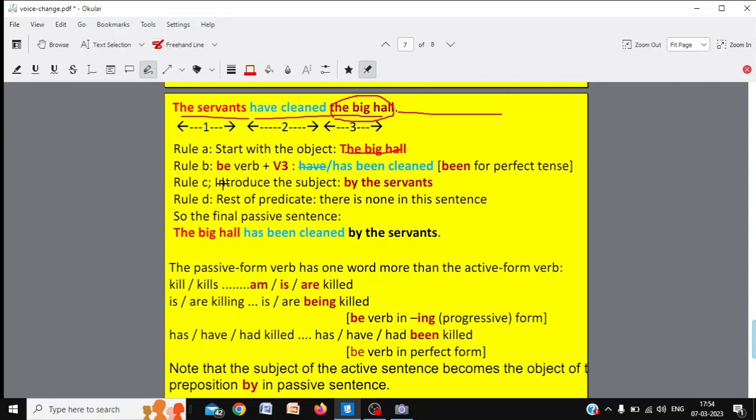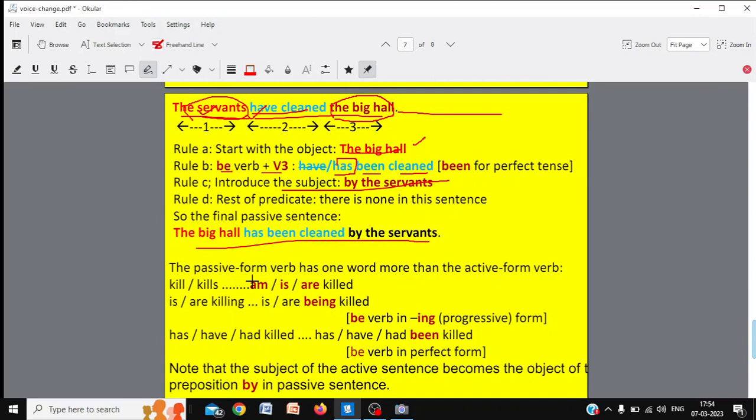The big hall. Now, be verb plus V3. So we have cleaned, that means it has to have a have or has. Here we had plural, the servants, so we were using have. Here the big hall is singular, so we will be using has. So has been cleaned, there is a be verb and cleaned is a V3 form. Introduce the subject: by plus the subject, the servants. In the rest of the predicate there is none. So we get: the big hall has been cleaned by the servants.